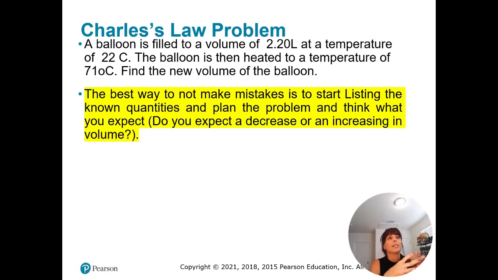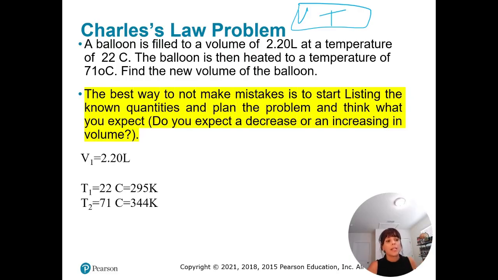So the first thing that you need to do is list all the data you have. You see that we have volume and we have the temperature, so we know that we're talking about Charles's law. The moment that the temperature increases, I know my final volume will increase. So organizing the data: I have volume 1, and I have T1, and I have T2.